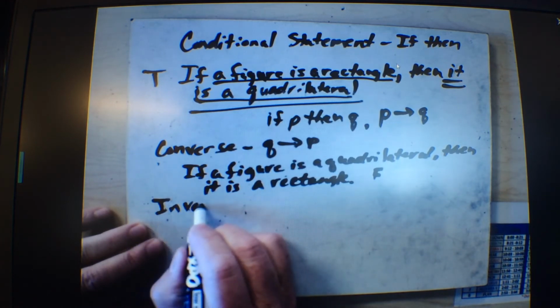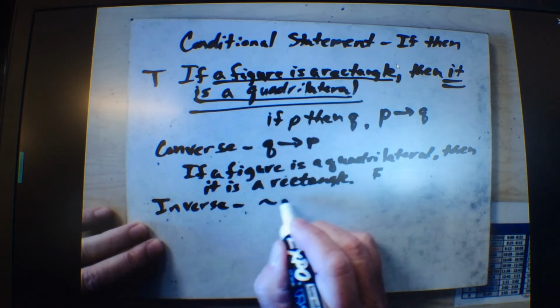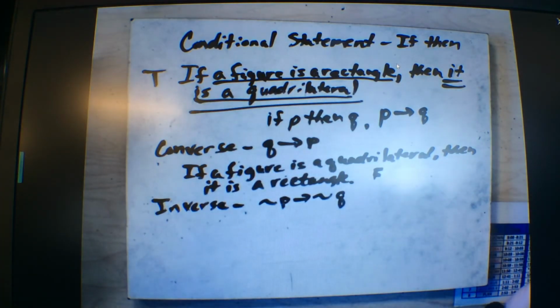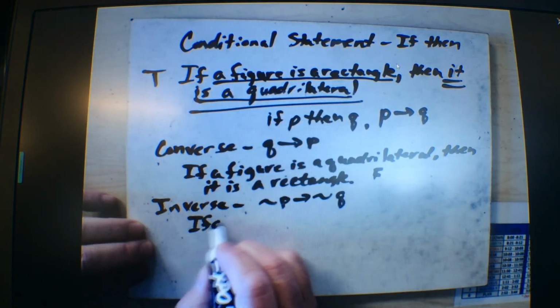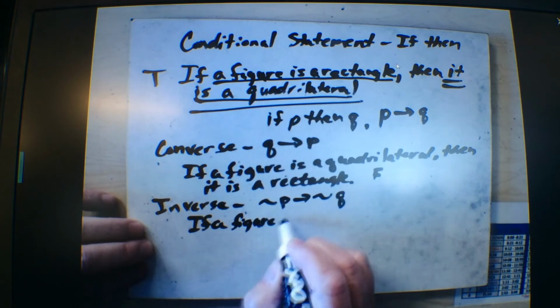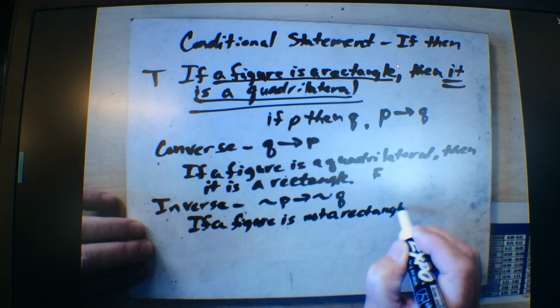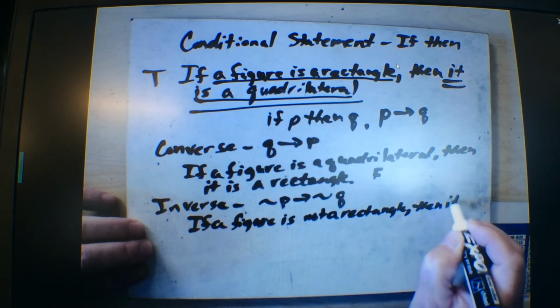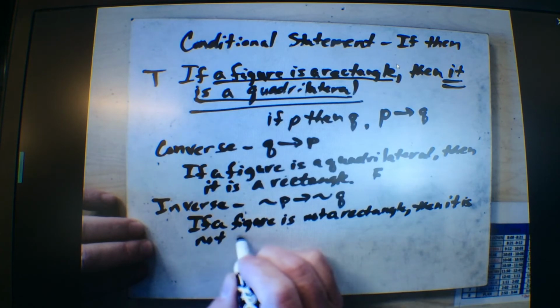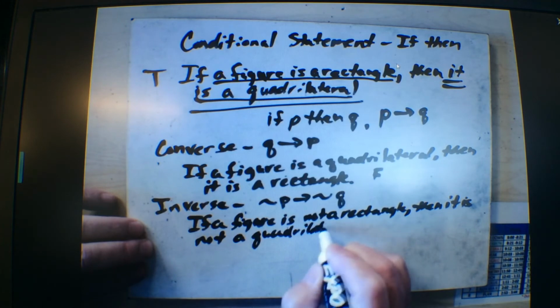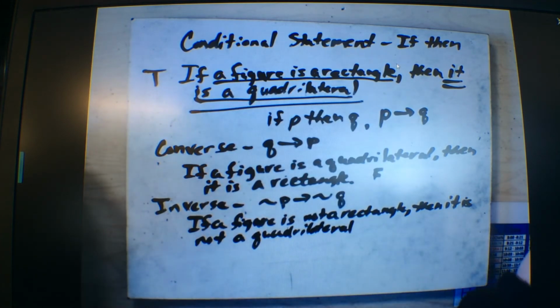Now, what I'm going to do then, the next thing is I'm going to do the inverse. The inverse is not P, not Q. So I turn it back around so it was normal, but now I do the negation of the hypothesis and the negation of the conclusion. So I say if a figure is not a rectangle, then it is not a quadrilateral. Now, what's the truth value on that?